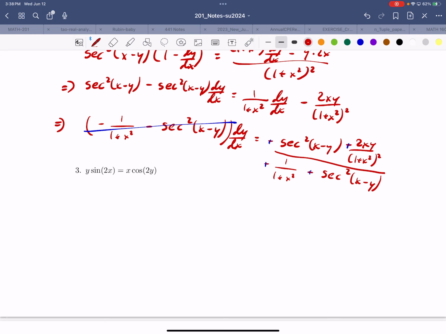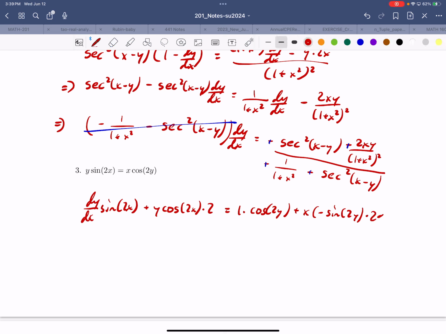Product rule equals product rule, right? Look, dy over dx sine plus y cosine, and then times 2, right? Remember the chain rule, equals 1 cosine of 2y plus x times negative sine 2y times 2 dy over dx. See why?